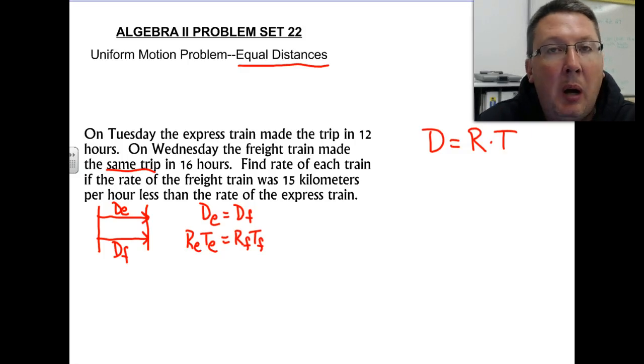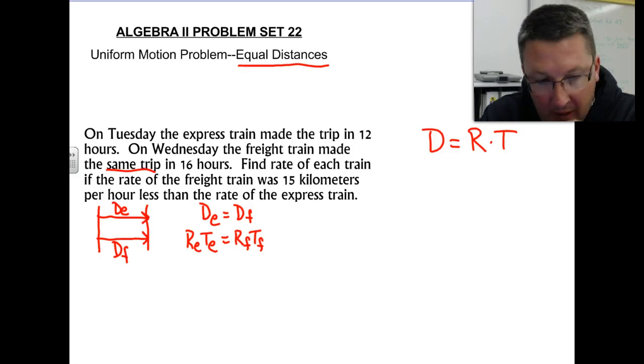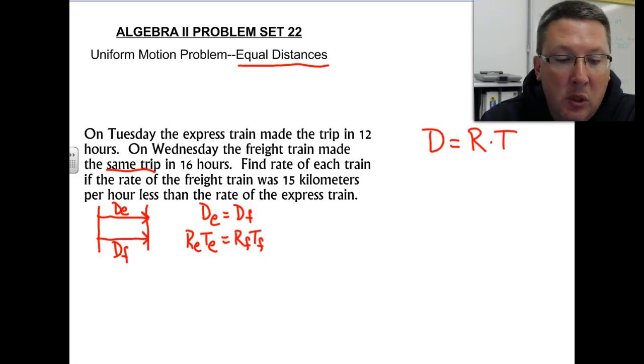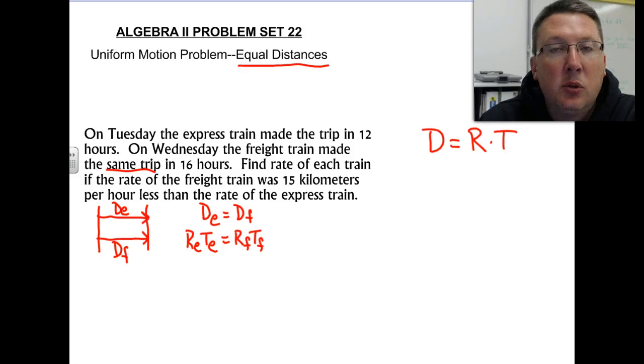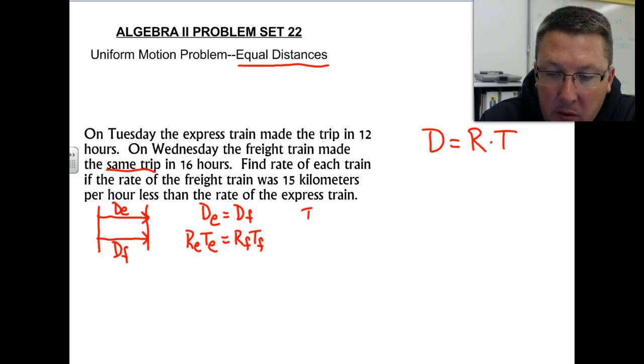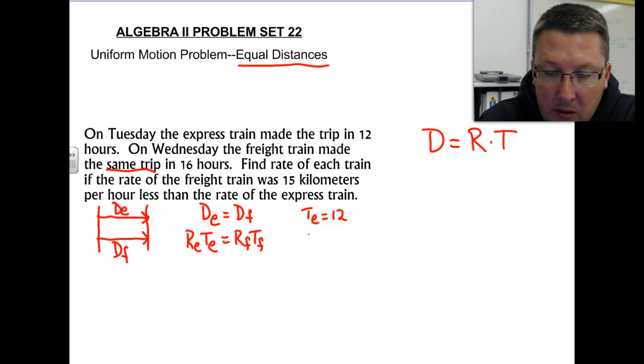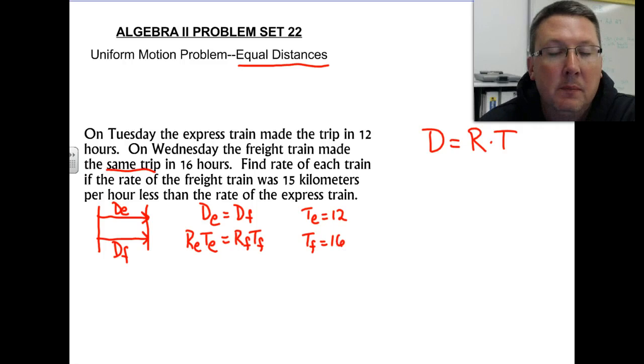Now we look at the problem and pull out as much information as we can on what we know about any of these rates and times. So we start off again. On Tuesday, the express train made the trip in 12 hours. That 12 hours is the time for the express train. So I know the time for the express is 12 hours. On Wednesday, the freight train made the same trip in 16 hours. So the time for the freight train is 16 hours.